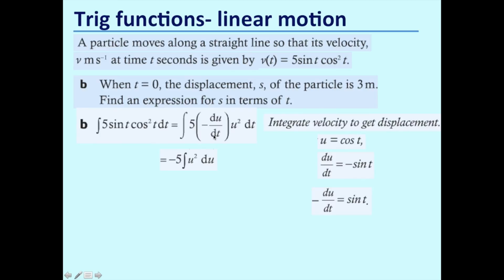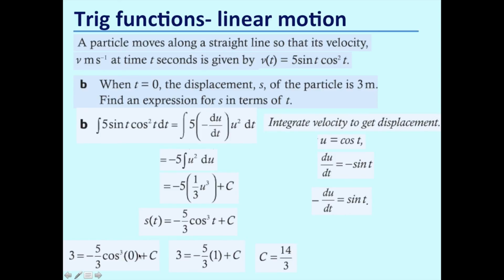We can take out the negative 5 as a constant. The dt's will cancel out, and we're left with integrating this, which is going to be the same as negative 5 multiplied by a third, u to the power 3 plus the constant term c. Fortunately, however, we know that when t equals 0, the displacement of the particle is 3, so we can use that to substitute in and solve for c, which yields a value of 14 over 3. So the expression is going to be the displacement is negative 5 over 3 cos cubed t plus 14 over 3.